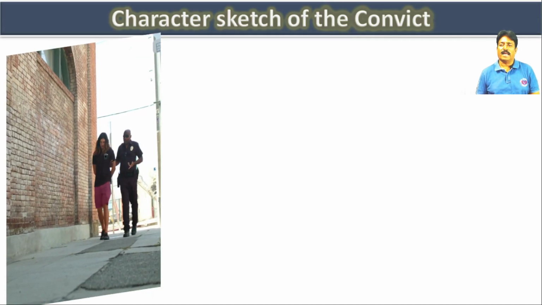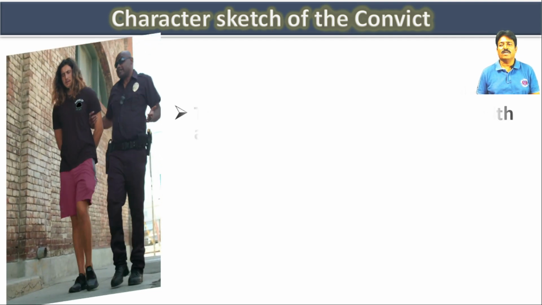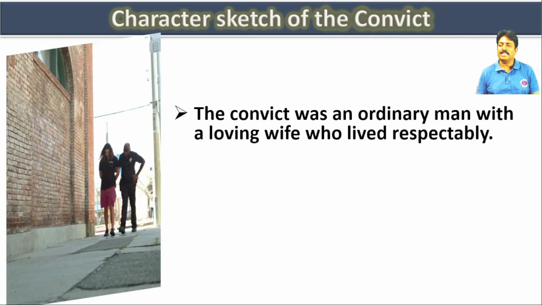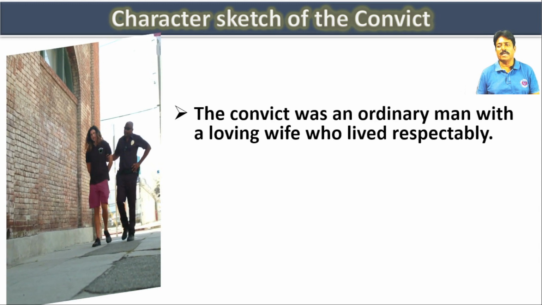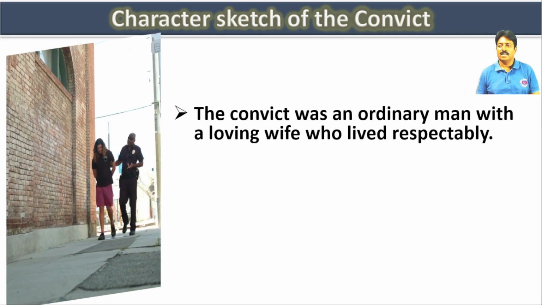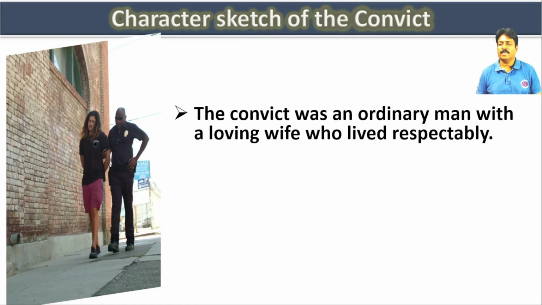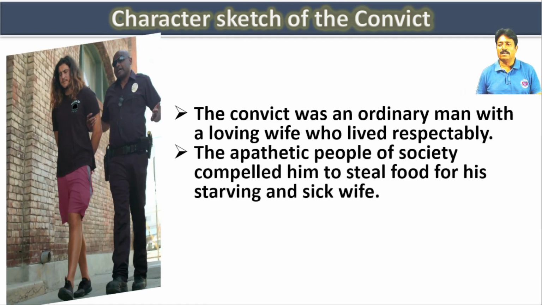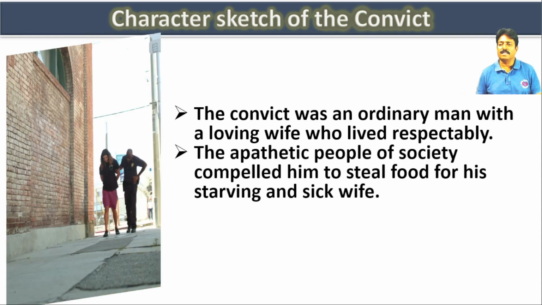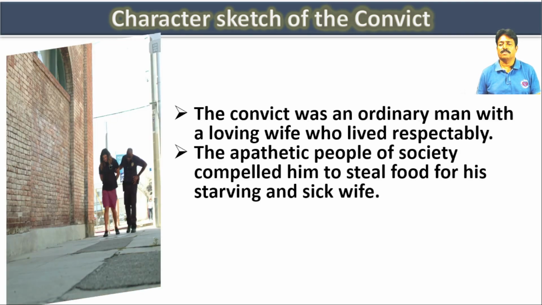Now let's come to another character. The character is called the convict. The convict was not a convict since his birth. He was an ordinary man with a loving wife who lived respectfully before he became a hard-hearted criminal. The truth is, the carelessness of society turned him into a beast. The apathetic people of society compelled him to steal food for his starving and sick wife. The cruel society had no sympathy and pity for him.